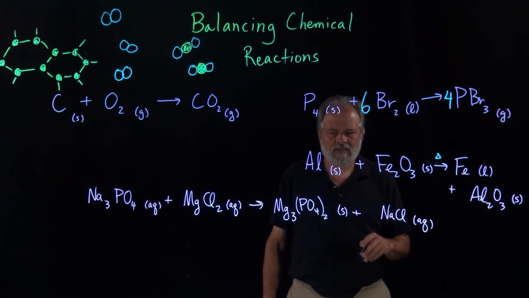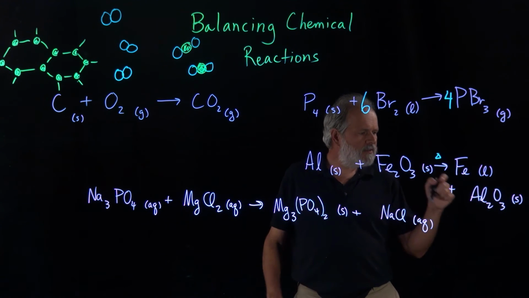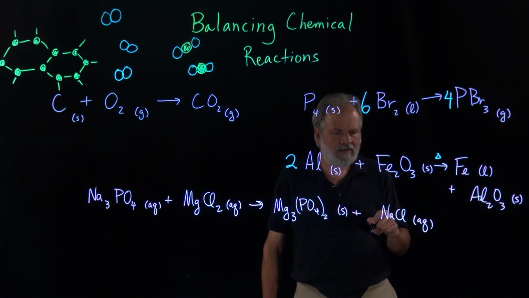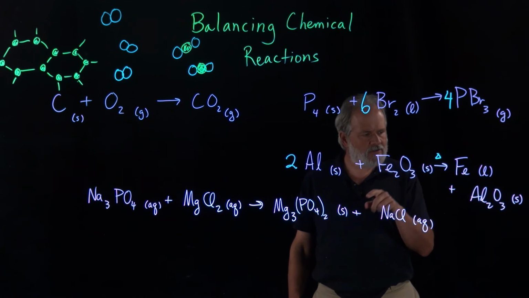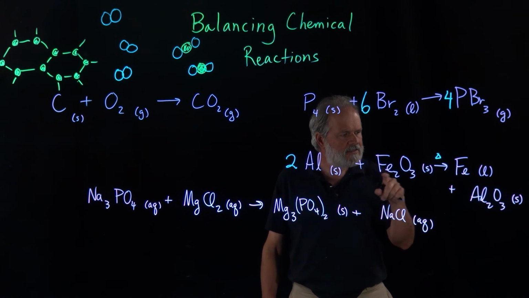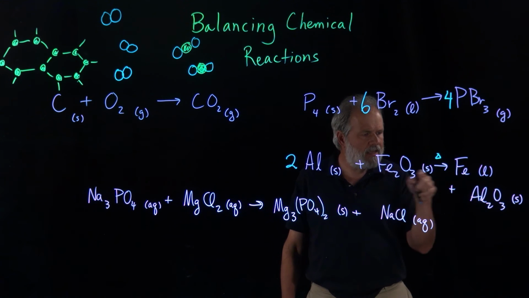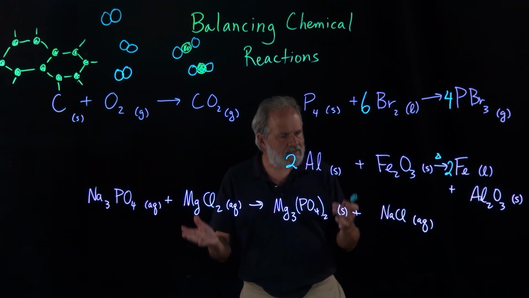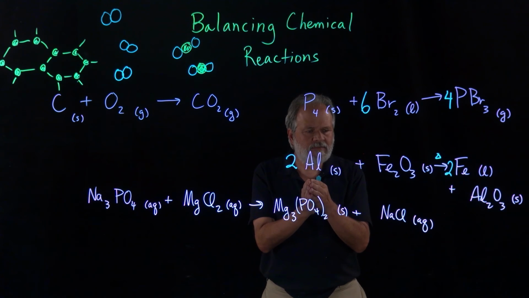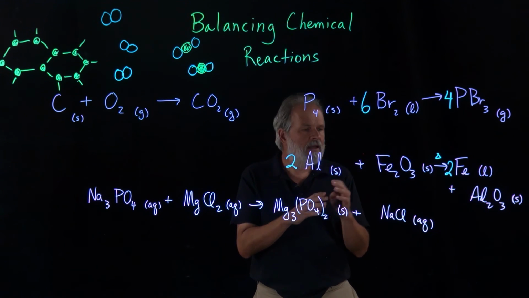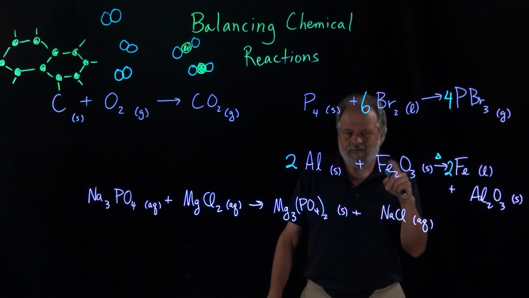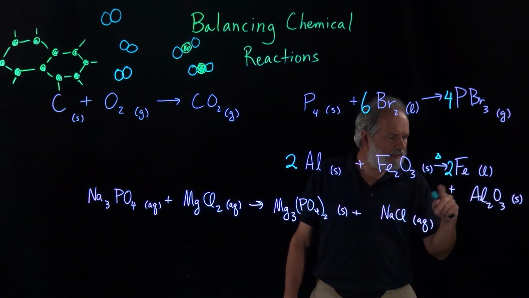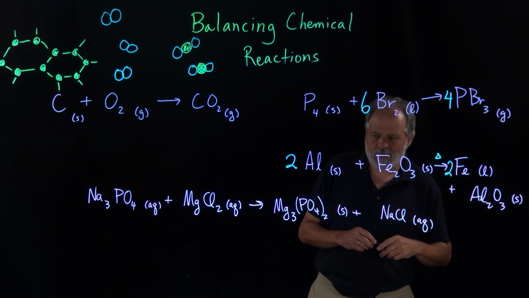Okay, so let's look and see. Got one aluminum, two aluminums. So let's try that. Okay, aluminums are balanced. Now what about oxygens? I got 3 and 3, so the oxygens are balanced. Let's try iron. 2 irons and 2. So what this chemical equation says is 2 atoms of aluminum, or 2 anythings of aluminum, and 1 unit of iron(III) oxide produces 2 iron atoms and 1 formula unit of aluminum oxide.